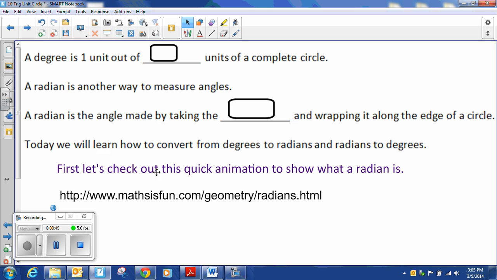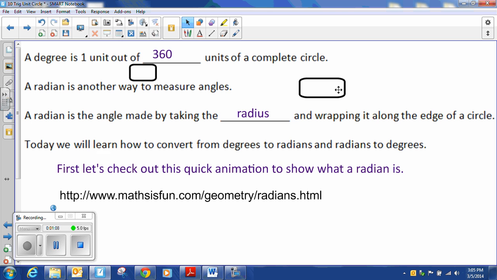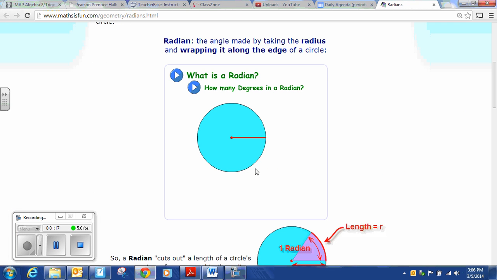So today's lesson is going to focus on radians. It's a different way to measure angles, and in trigonometry, radians is pretty much one of the more important ways to measure angles. A radian is the angle made by taking the radius and wrapping it along the edge of a circle. Let's take a look at an animation for this. Here's a nice website where it shows you when you take the radius and you wrap it along the outer edge of the circle, then this actually creates an angle that is exactly 1 radian.